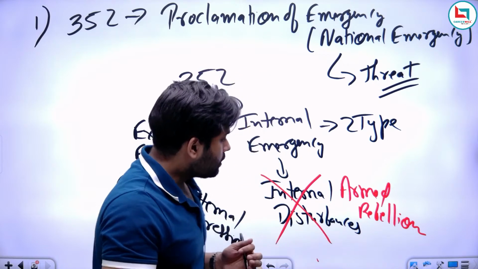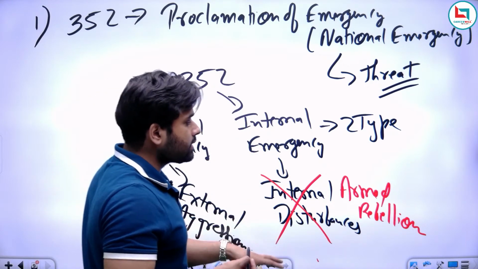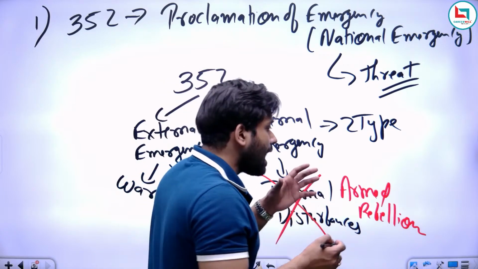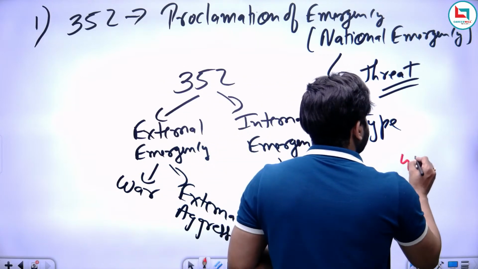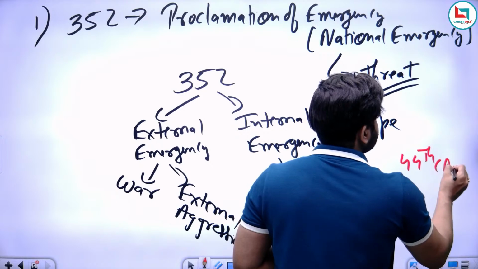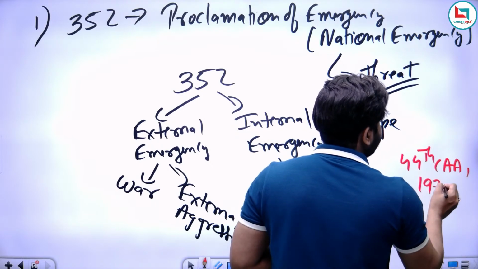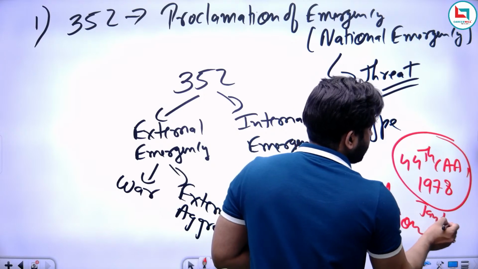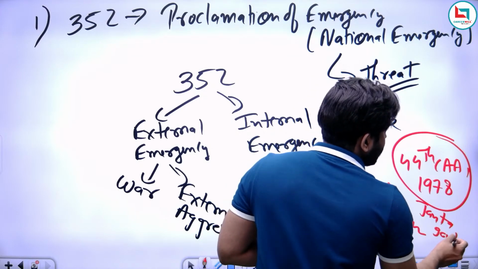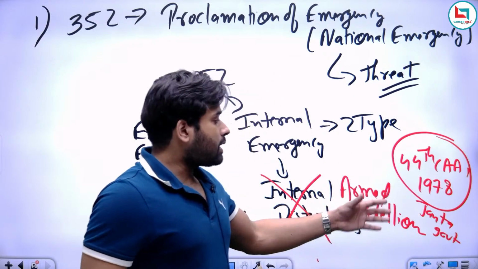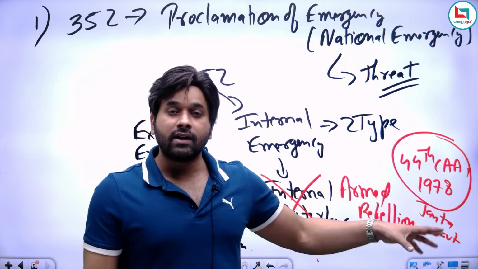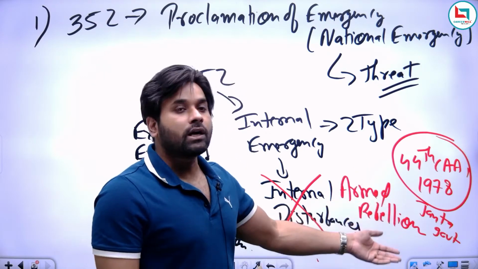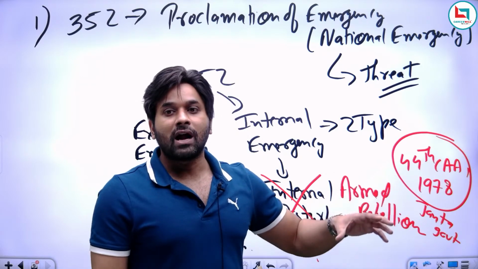So I hope this thing is clear, why internal disturbances was replaced with armed rebellion, and how this was done. This was done by the 44th Constitutional Amendment Act 1978, and remember during this time it was the Janta government. So it can also be asked during which government internal disturbances was replaced with armed rebellion. It was during the Janta government, and the Prime Minister was Morarji Desai.